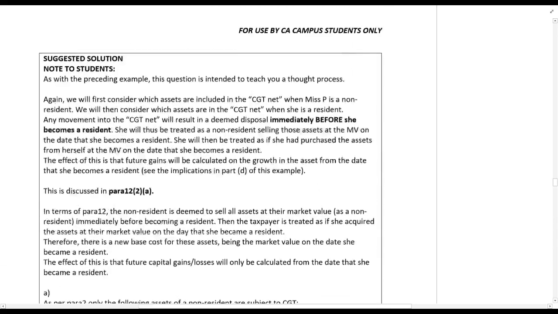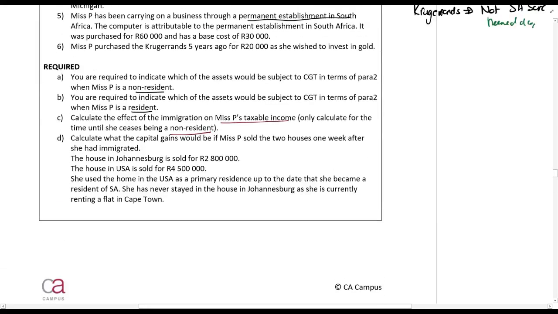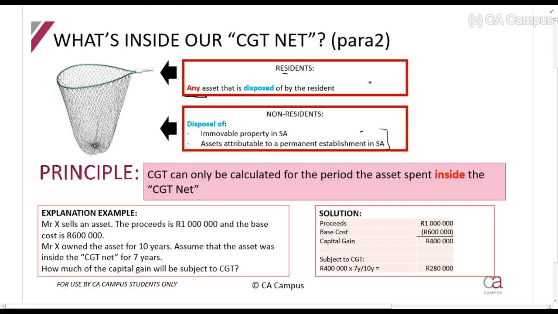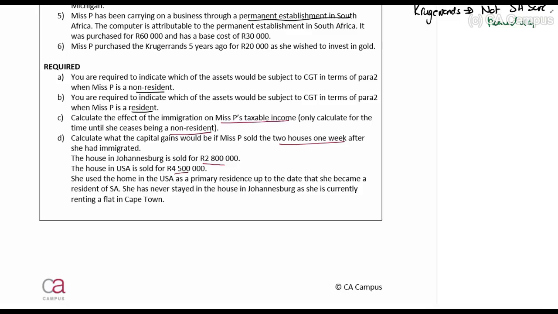Alright. Then D. What would be if she sold the 2 houses 1 week after she had immigrated? Right, so she comes to South Africa, she's now a resident. Now she sells both the houses. She sells the house in Johannesburg for 2.8 million and the house in the USA for 4.5 million. Remember now, guys, she is now a resident. What assets are subject to CGT? All of them. So she will have to calculate CGT on them.